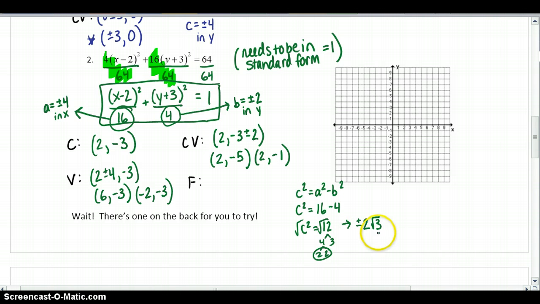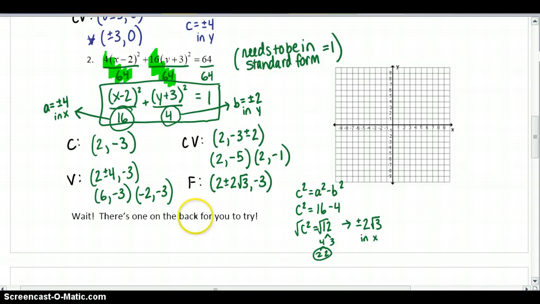And in which direction? Well, it should always go with my vertices or with my a value, so it'll be in the x direction. So for my foci, I'm going to add and subtract 2 root 3 to my x coordinate of the center. 2 plus or minus 2 root 3, comma negative 3.